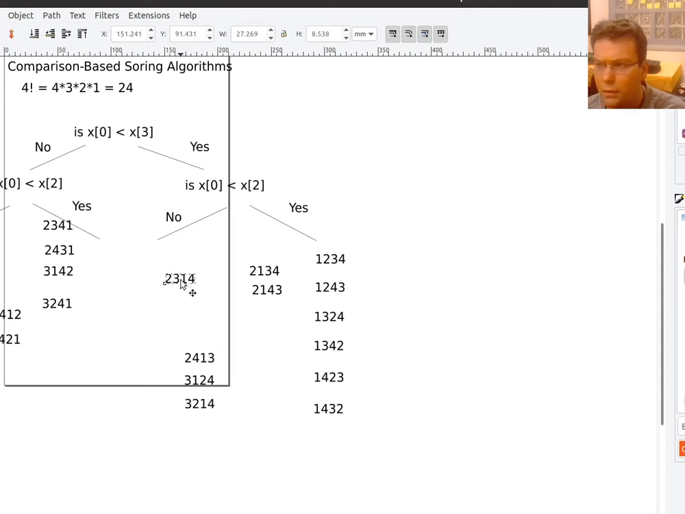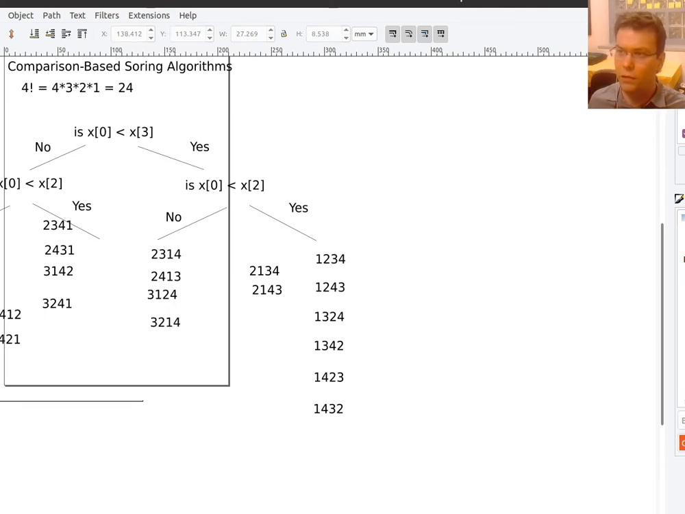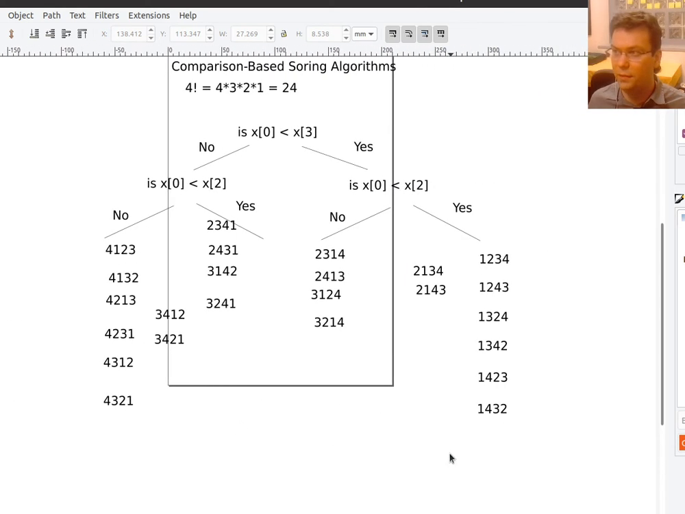2 is not less than 1. 3 is not less than 2. 3 is not less than 1. Okay. So maybe this wasn't as good of a question. It didn't split us as evenly. But these are the sorts of questions you can ask. So if I've asked 2 questions, I've been able to narrow it down this much. And I can keep asking questions, and eventually I'll be able to narrow it down to a single possibility.